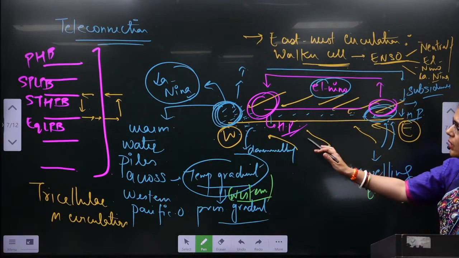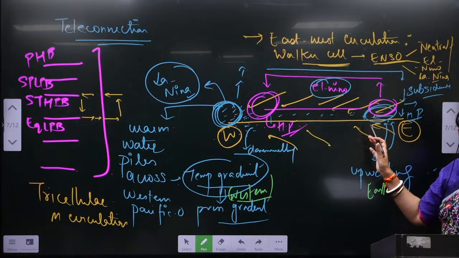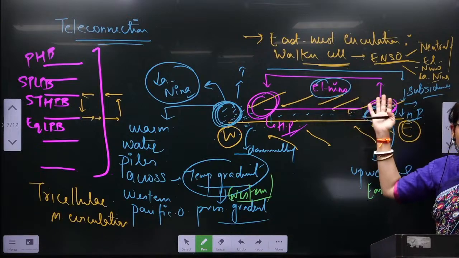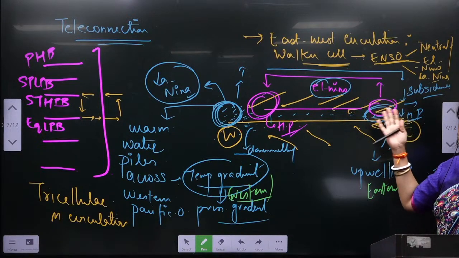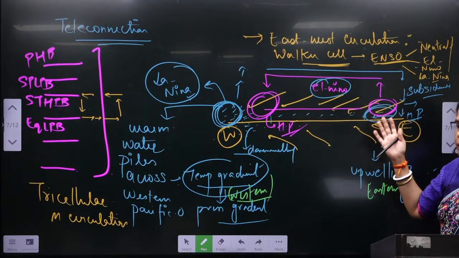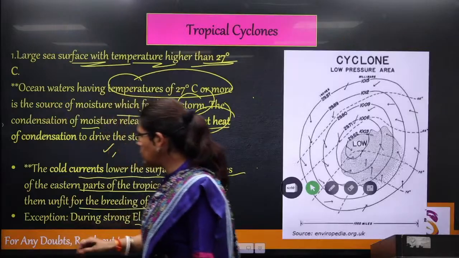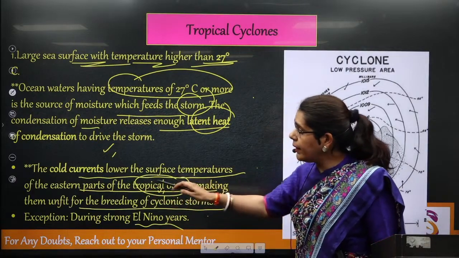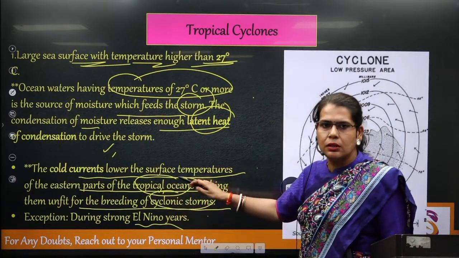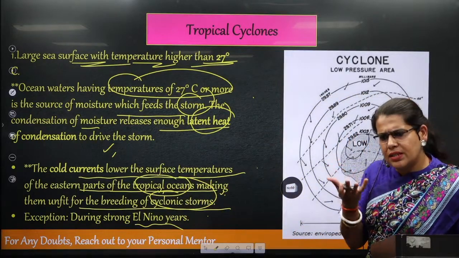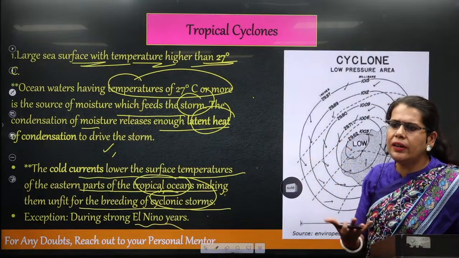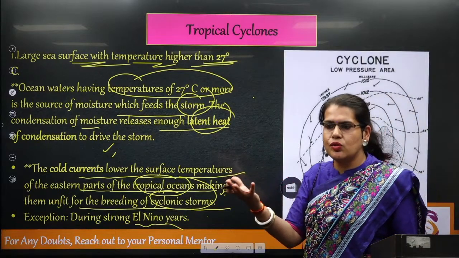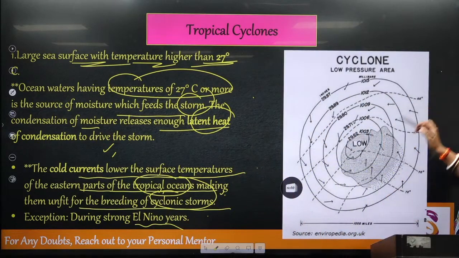But when there are El Nino years, now what would happen? The Walker cell would reverse. So where is the presence of warmer waters? Which is shown in the pink color, right? Eastern water. So then there can be the formation of the cyclones, right? So this is what is mentioned here: the cold currents lower the surface temperatures of the eastern part of the tropical oceans, making them unfit for the breeding of the cyclonic storms. Is that completely clear? In case of India, the presence of this enclosed water body, the Bay of Bengal has such a nature, that is topographical. That is why it has an enhanced number of cyclones. Why are there more cyclones there, right? That is the scenario.